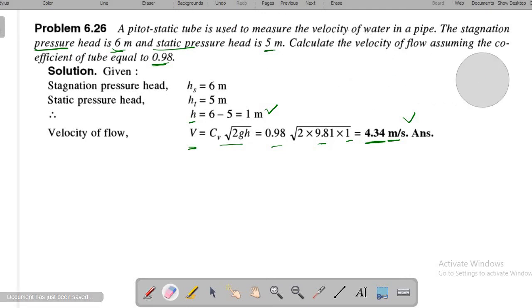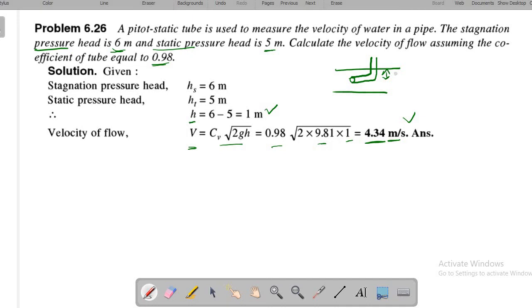If you want, I want to explain once more, because that stagnation and static pressure head you should understand clearly. Till here, it will be the static pressure head. Upon the fluid flow, it rises. So this is what we call the stagnation pressure head. This difference I need, that is our h, so we are getting it as 1 meter, 6 minus 5. I hope this is understood to you.